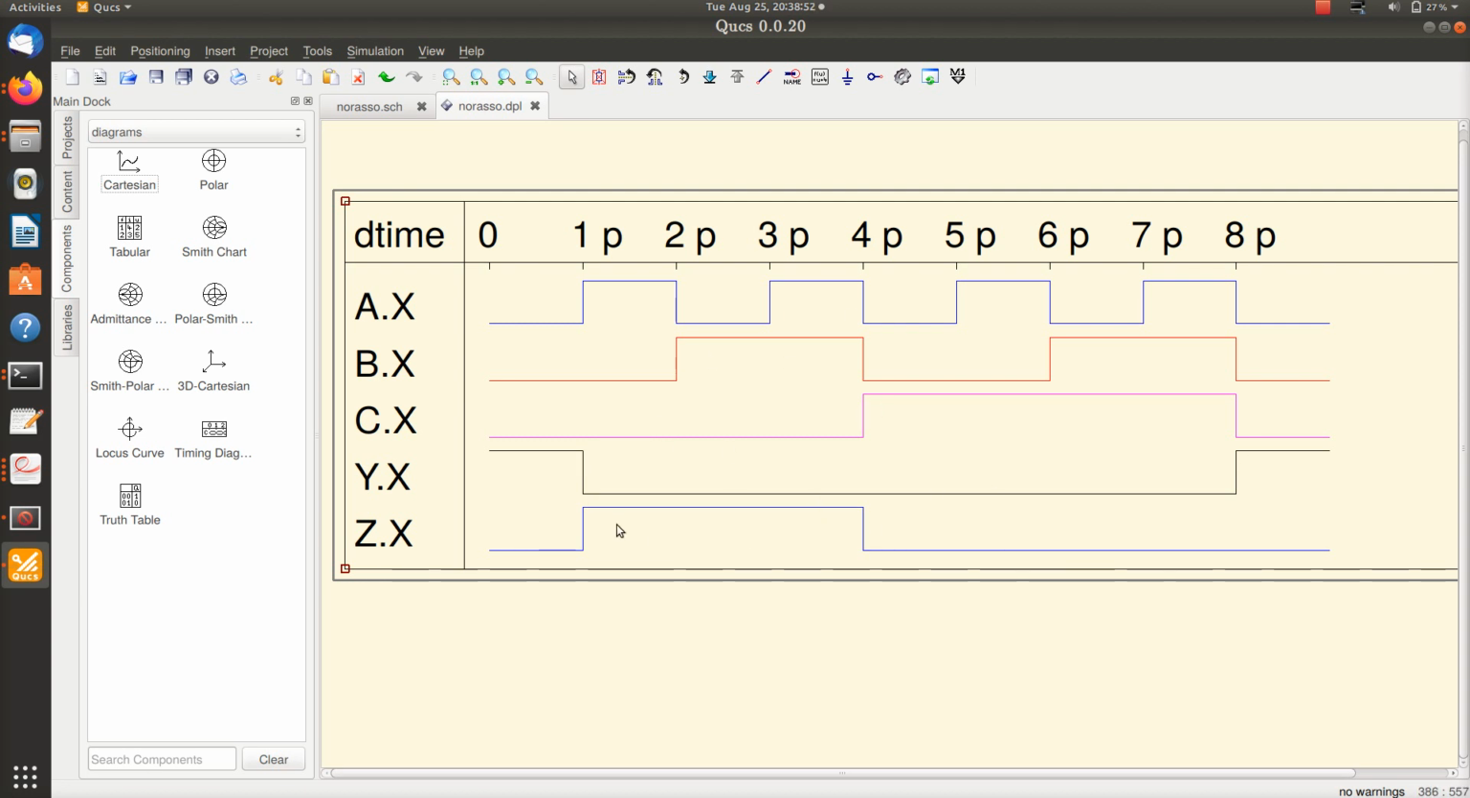Now this Z is not a 3-input NOR. It is just a cascaded version. A NOR is cascaded with a 2-input NOR, which is cascaded with another 2-input NOR. It is not a 3-input NOR. So this Y is a 3-input NOR, and this Z is different from Y. Now I have demonstrated with simulation that NOR is not an associative circuit.